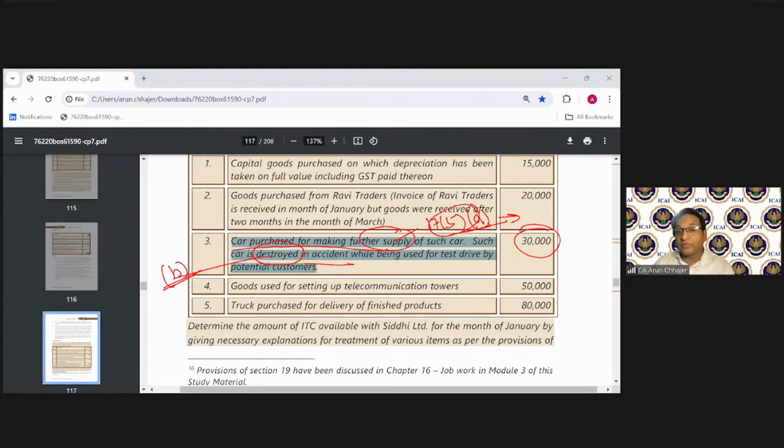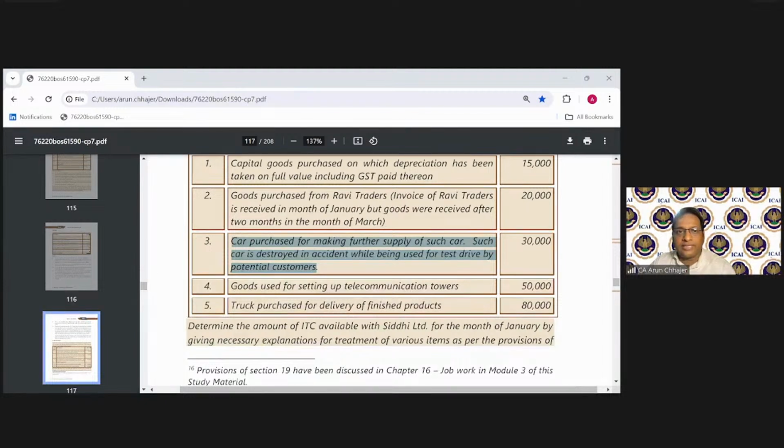Both points have to be there in the answer. Make sure that when you explain the reasoning as a working note in the exam, both reasons are explained. First, yes, ITC is allowed because it is further supply, so it is not blocked. However, because this vehicle is destroyed, it is blocked in 17.5H. Again, I'm repeating, the section number is not too important, the concept is important. Because it is destroyed, the ITC would not be allowed. Okay.